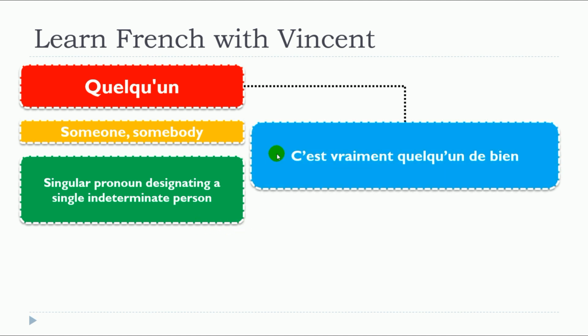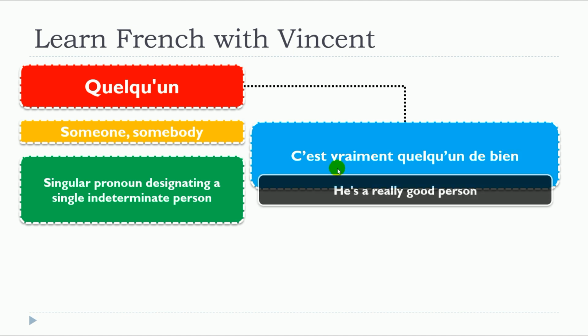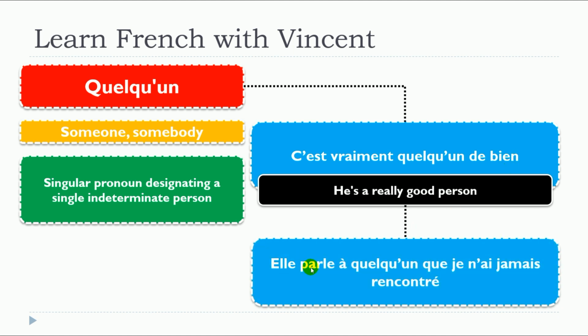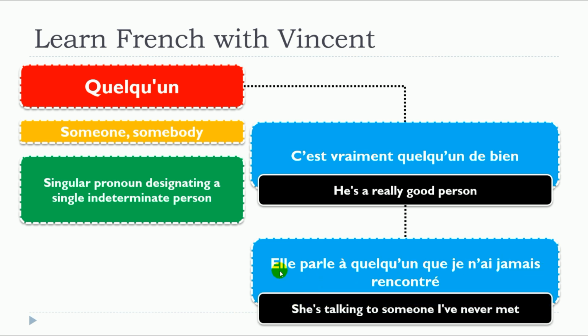So we'll see some examples. C'est vraiment quelqu'un de bien. Elle parle à quelqu'un que je n'ai jamais rencontré.